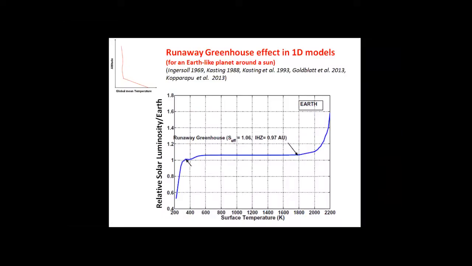Here is the output from one of the reference 1D models from Ravi Kopparapu. This is a typical kind of graph. This is the relative solar luminosity, so you have to read it that way. You imagine here you're farther away from the Sun, and here you're going closer to the Sun. And this is the surface temperature that you can estimate at equilibrium. What you find is that the Earth is here, receiving the luminosity of the Earth.